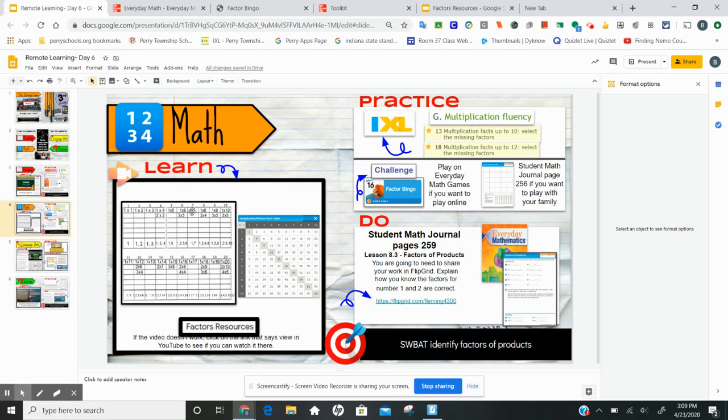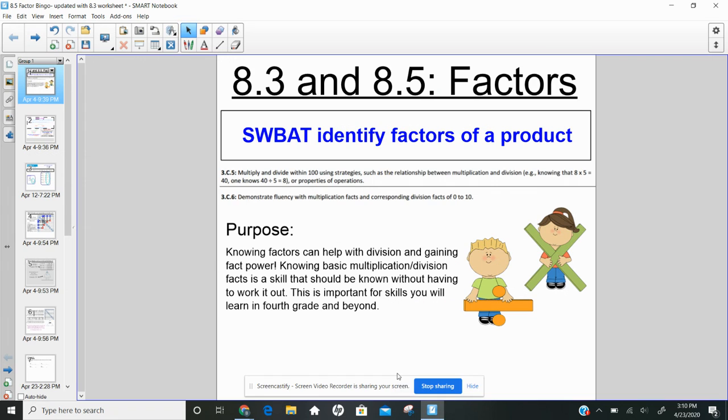We've got lots of different activities to do today because we're actually combining two different lessons. And so we're going to be looking at 8.5 and 8.3. And so I'm going to go ahead and jump right on in. 8.3 is where we really learn about what factors are, and 8.5 is where you get to practice your understanding of factors by playing a game. And so today we're really focusing on identifying factors of a product.